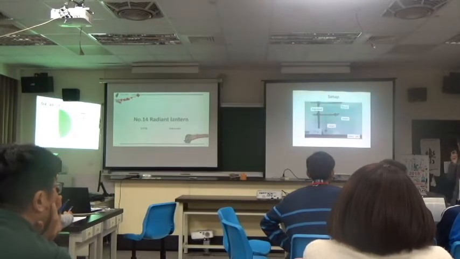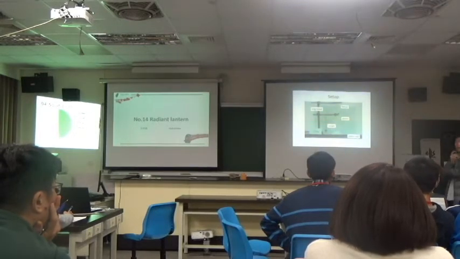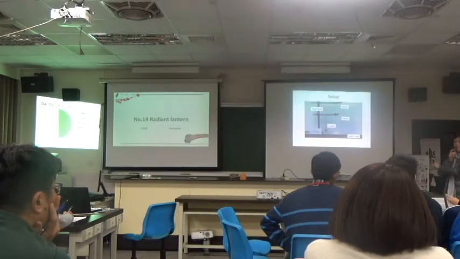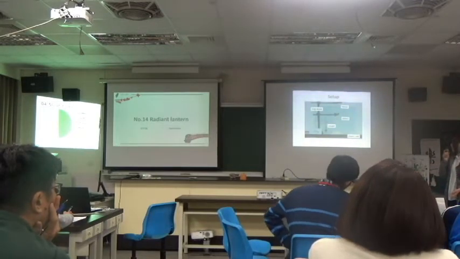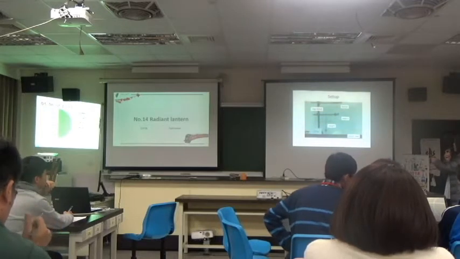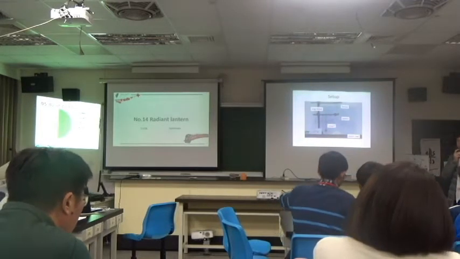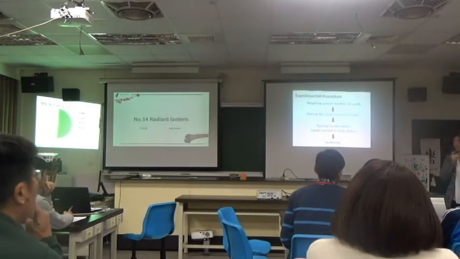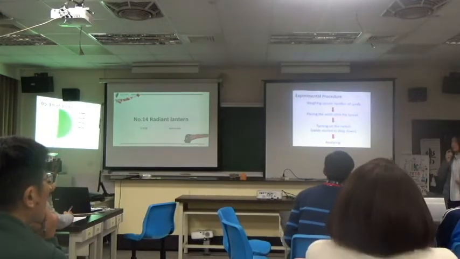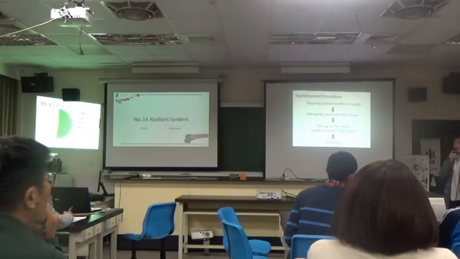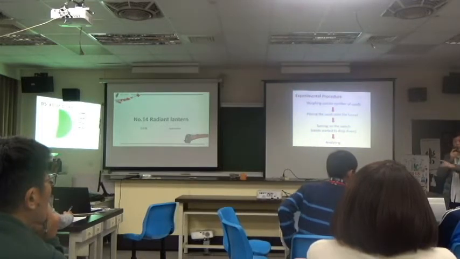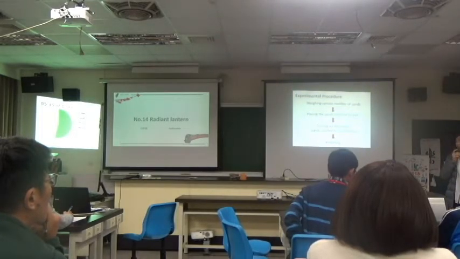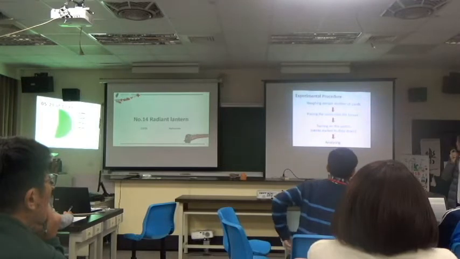This is the basic form of our experiment setup. The funnel is where we put sand in, and when the switch is on, the sand is poured out, and the weight is to define a plumb line. Okay, this is our experimental procedure. First, we weigh a certain amount of sand and put it into the funnel, and then we turn on the switch and the sand is poured out, and next we analyze it.